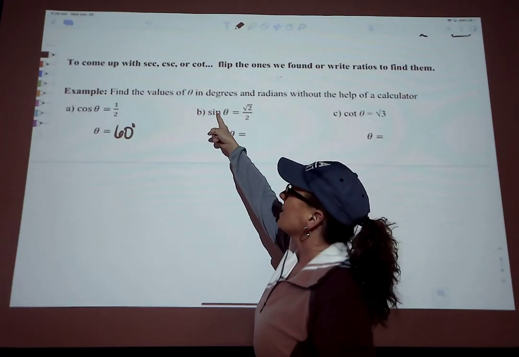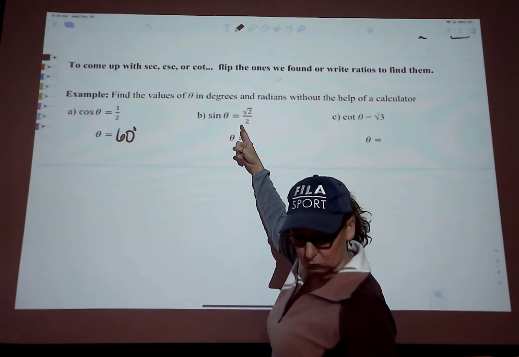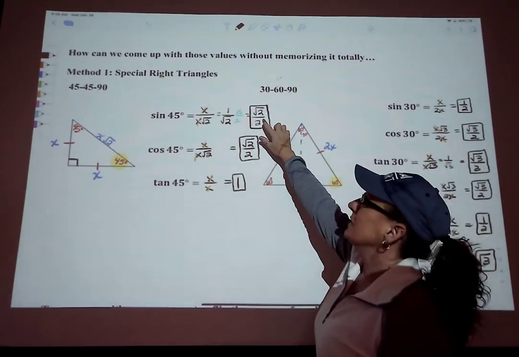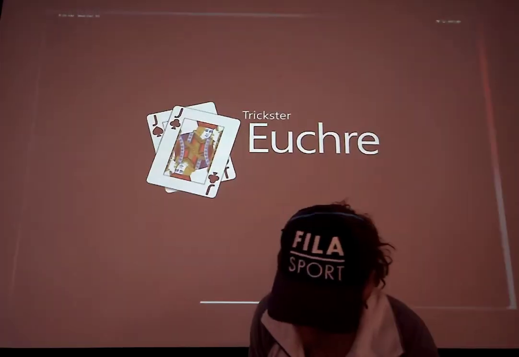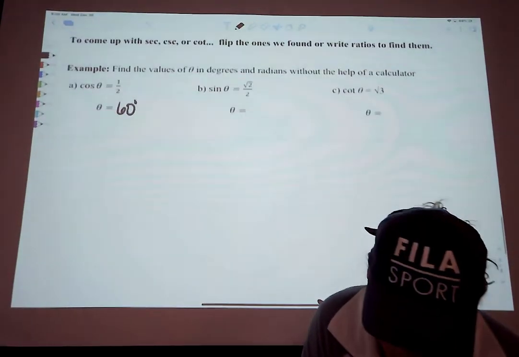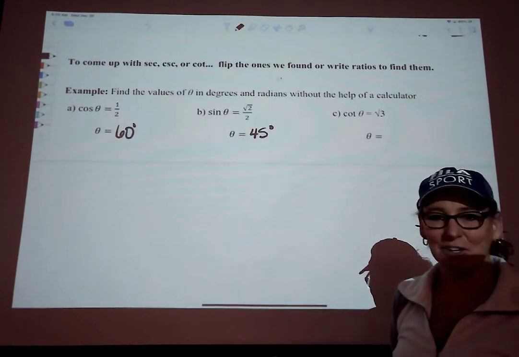How about sine? Did we write a sine fraction that was radical 2 over 2? Yes, we did, right there. What was the angle? It was 45 degrees. Oh, nope. I wish, but nope. So the angle is 45 degrees.